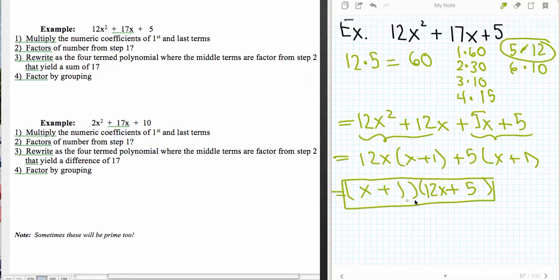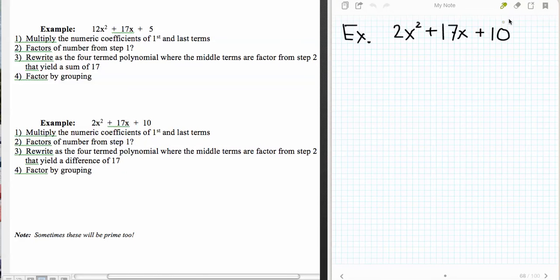We can check it. x times 12x is 12x squared, 5x on the outside, 12x in the middle, 12x plus 5x is 17x, and then 1 times 5 is 5. Excellent. We've got it. All right, now moving on to the next one.